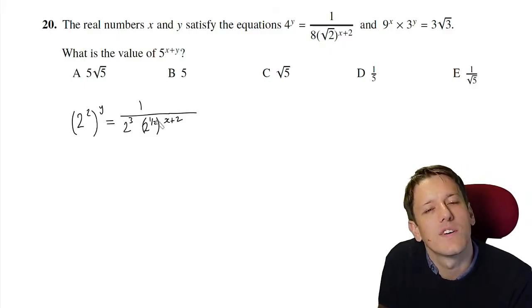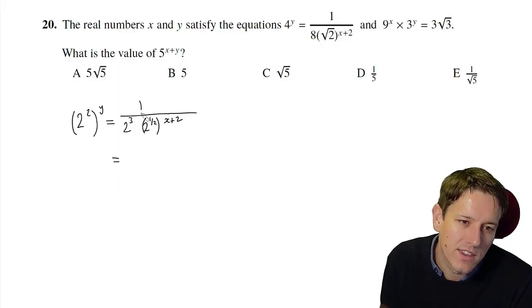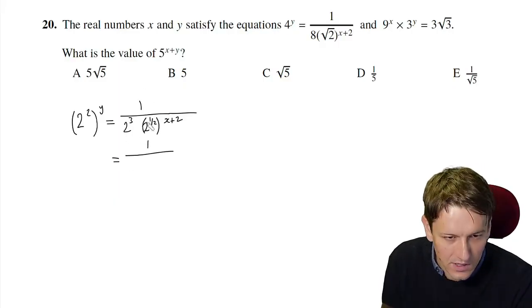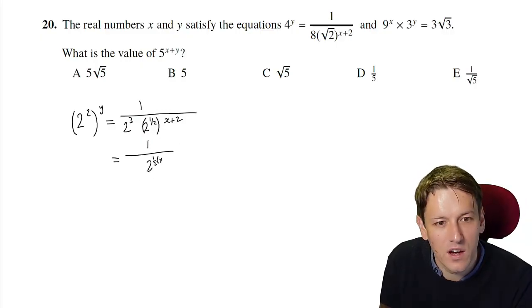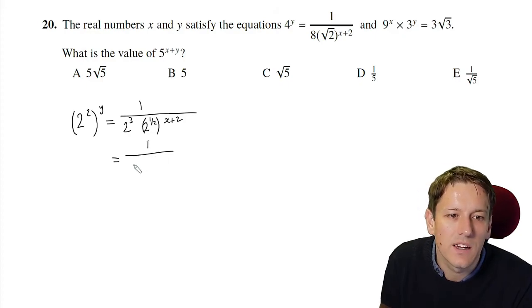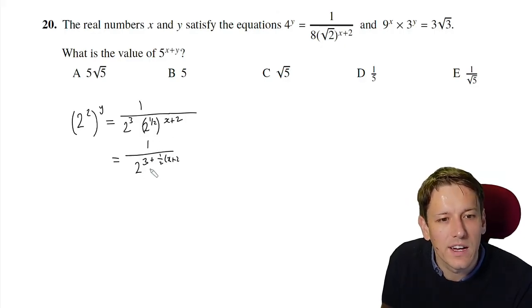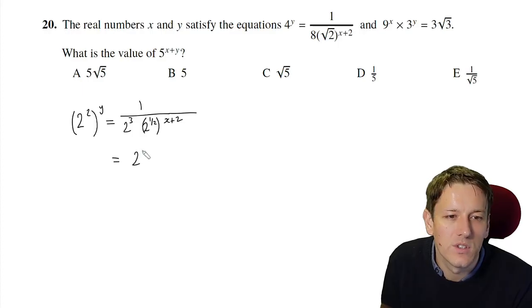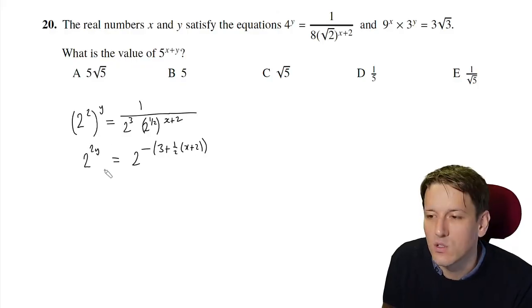Now when I've got 1 over an index, that makes the index negative, and okay, maybe I should simplify the denominator first here actually. So this bit here would be 2 to the half x plus 2, and then I've got 2 to the 3 times that, so it would be 2 to the 3 plus 1/2 x plus 2, but it's 1 over that, so actually it's 2 to the minus that, so 2 to the minus 3 plus 1/2 x plus 2, and on the left here I'd have 2 to the 2y.